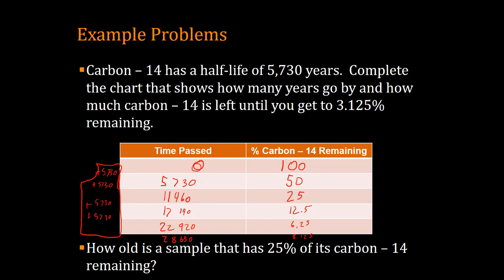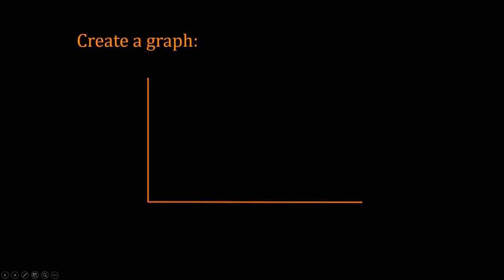So how old is a sample that has 25% of its carbon-14 remaining? Well, that's easy, 25%. That happens after 2 decays. 2 decays takes 11,460 years. Cool.